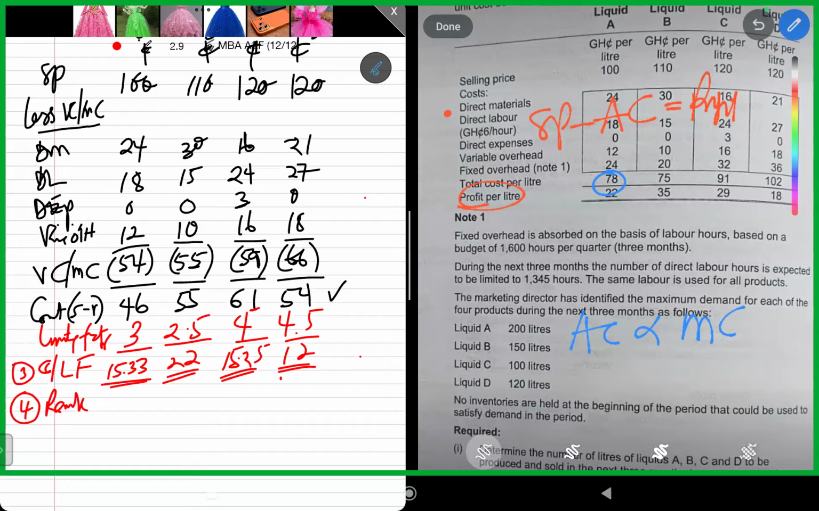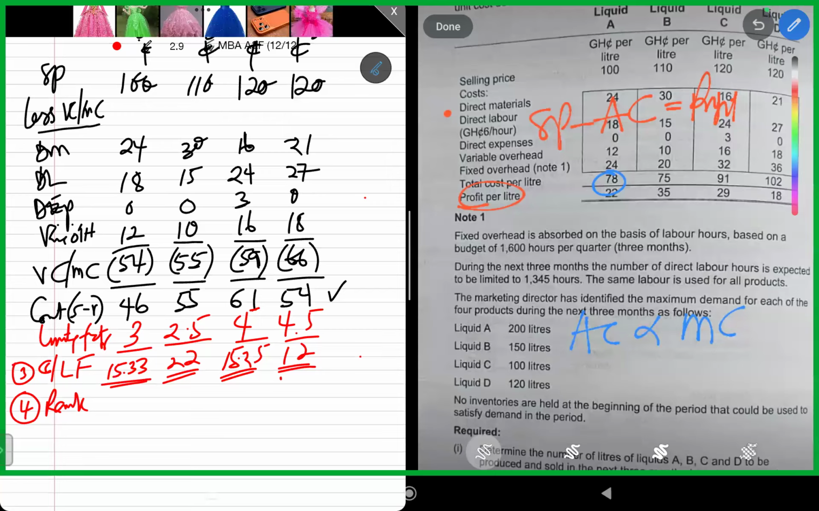Then we have to go and find, from all these products which we are going to produce in the next 3 months, which one of them will give us the highest contribution. So we have to go and find the contribution per unit on each of the products. So we did it. We did our selling price. We went to the cost card. What's on the right is called the cost card or the cost data.